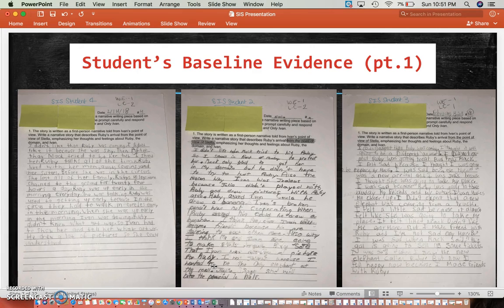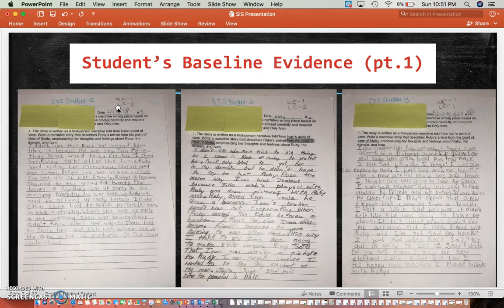Students' baseline evidence, this is the first part. As you can see, we have my SIS, or Student Impact Study, Student 1, 2, and 3. If you look at it, I have a WE for written expression and an LC for language conventions. This was my pre-assessment, and with my pre-assessment, we were reading The One and Only Ivan for our county, and specifically, if you look at it, the students were to write a first-person narrative told from Ivan's point of view.